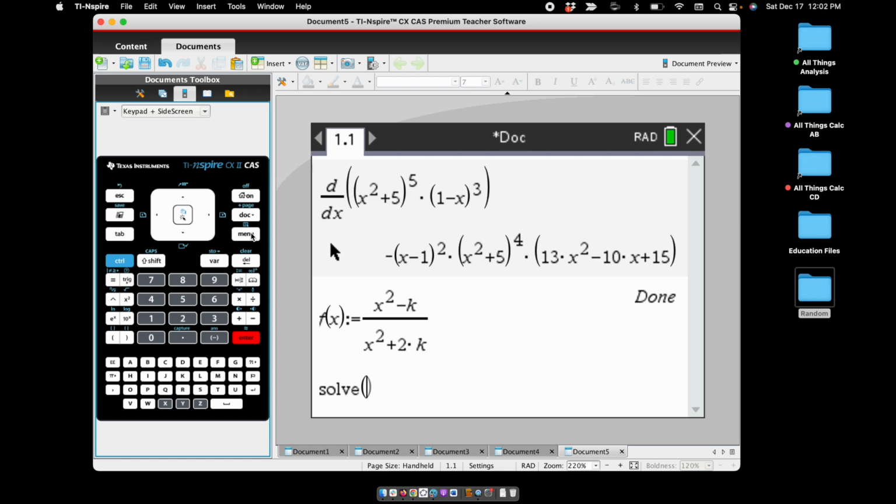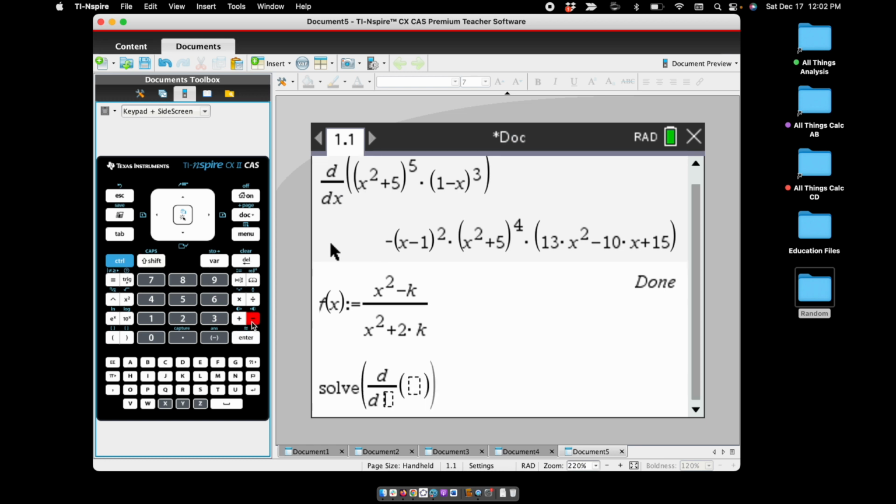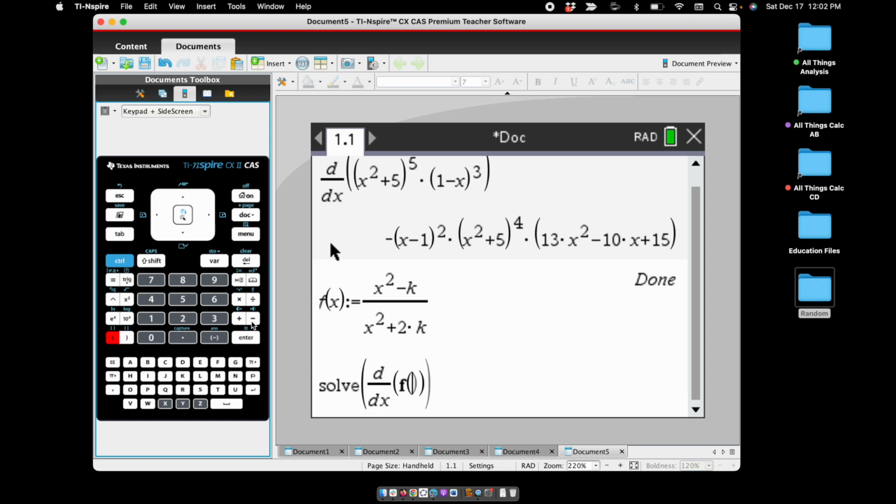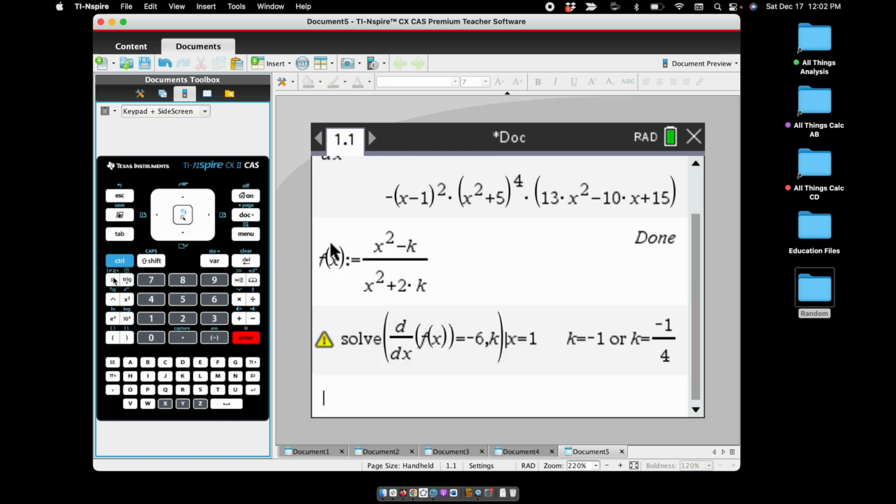All right, so I'm going to do it all in one shot. Menu 3, 1. We're going to solve the derivative. So shift and this with respect to x of f of x equals -6. We want to solve for k such that, which I could have just typed, but I didn't, x equals 1. Let's see what we get. -1 and -1/4, which is exactly what we got. So I think we did it right.